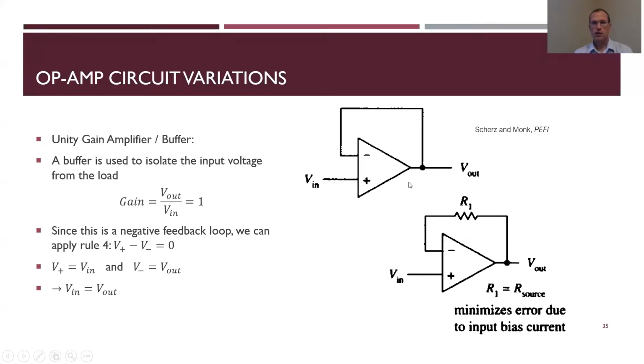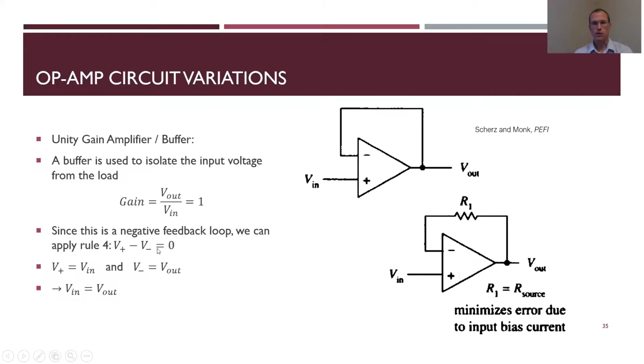To analyze what's going on here, the way is to start off by using rule 4. We have a negative feedback loop. I have a connection between V out and my negative terminal, usually with a resistor. Because I have negative feedback, the 2 voltages, V plus and V minus, are going to be forced so that the voltage difference between those 2 is 0. That means V plus is V in, because that's just what I have hooked up to V plus.